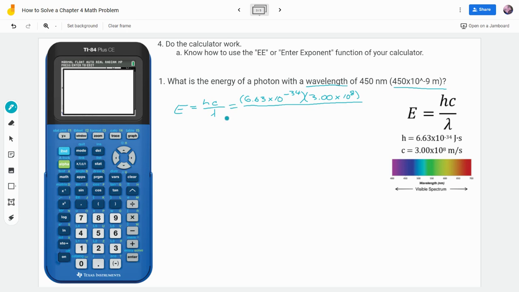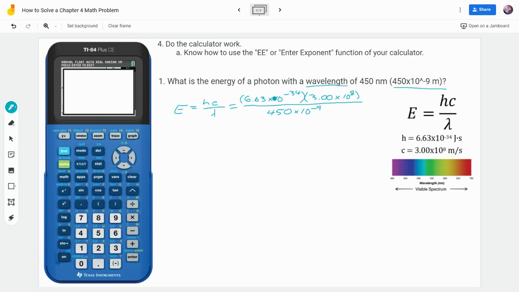So to plug it into this formula, it needs to be in units of meters. So you want this version of it. So all of this divided by 450 times 10 to the minus ninth. So if you can get that idea in the calculator, you're golden. It's easy. If you haven't used the EE function on your calculator a lot, it may be tricky.